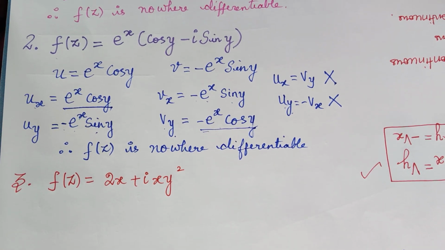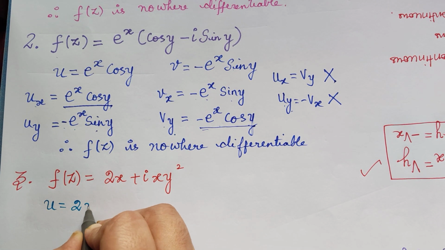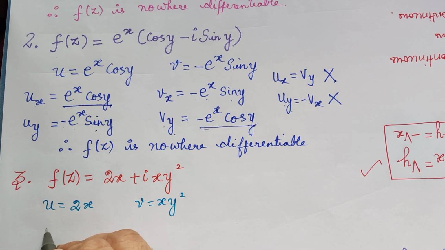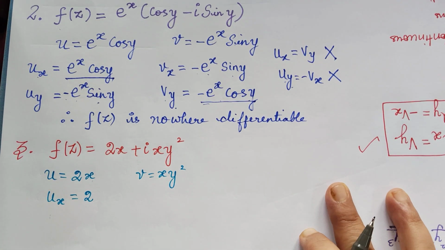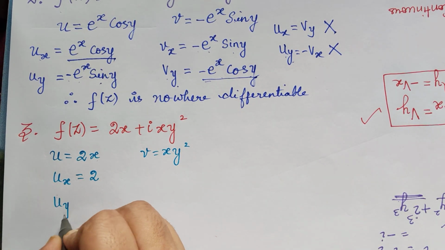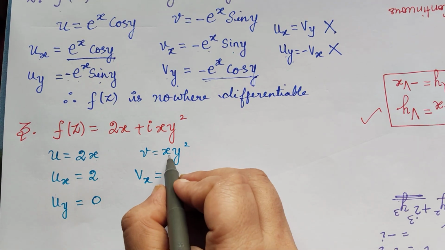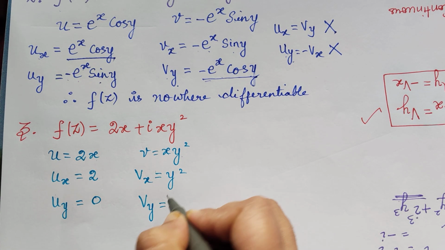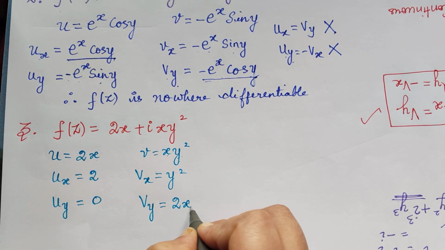Next we have one more problem under this topic. So from this we will separate u is equal to the real part 2x, v is equal to the imaginary part xy square. Next we shall find ux, differentiation of 2x is 2. And then what will be uy? It will be equal to 0. What about vx? Differentiation of x is 1, y square comes as it is. And then vy, x remains constant, differentiation of y square is 2y, so we get 2xy.